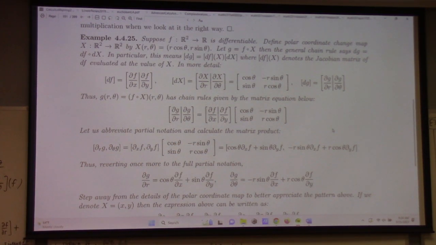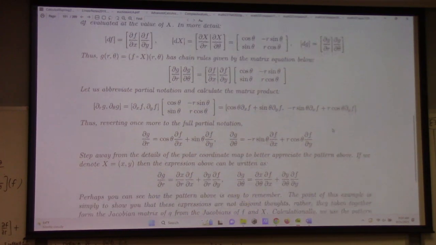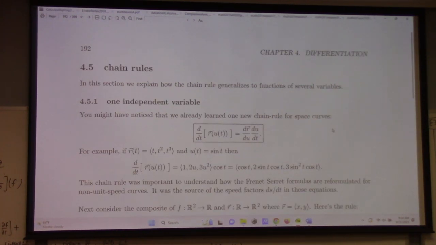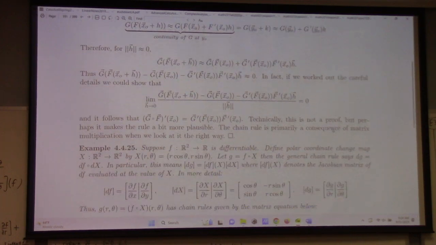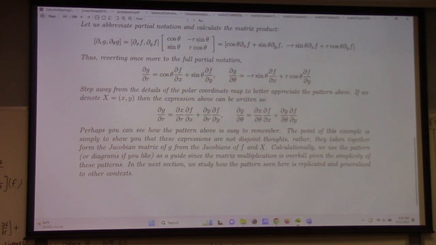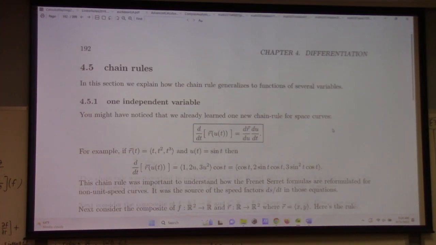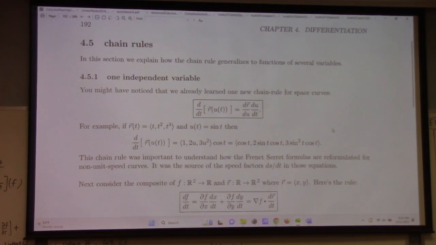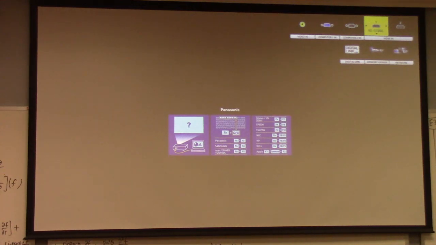Let's see, I think I have another example we can look at. Oh man. Rats. Thought I had another example. Right, anyway, so any questions? I don't know if I have explained anything today, really.